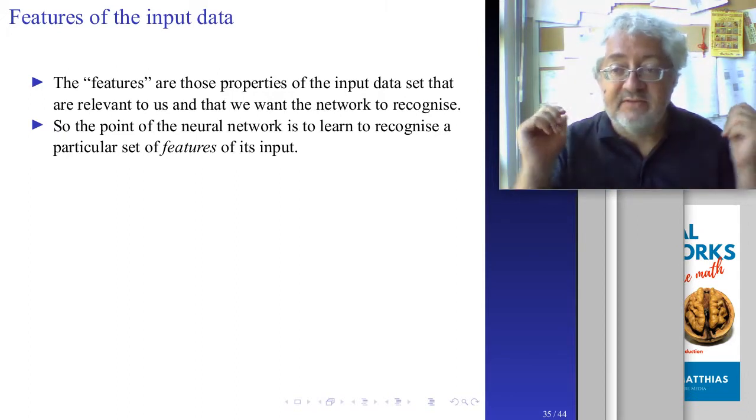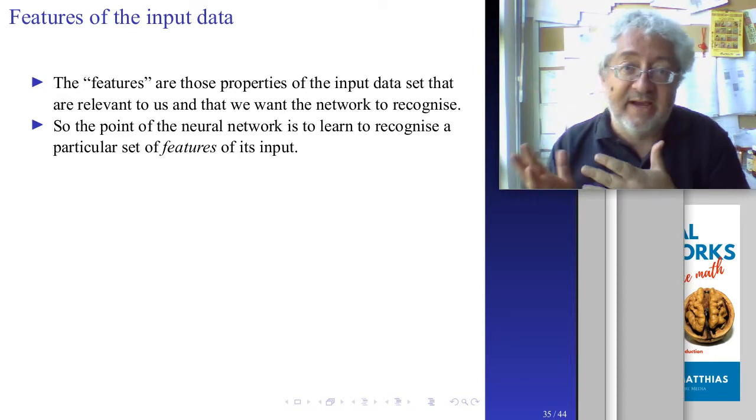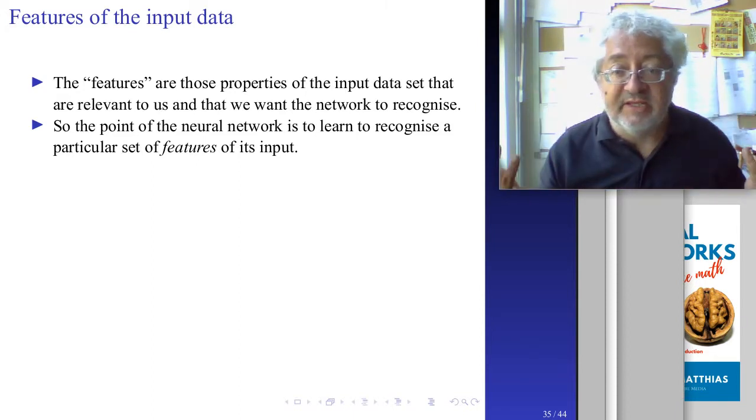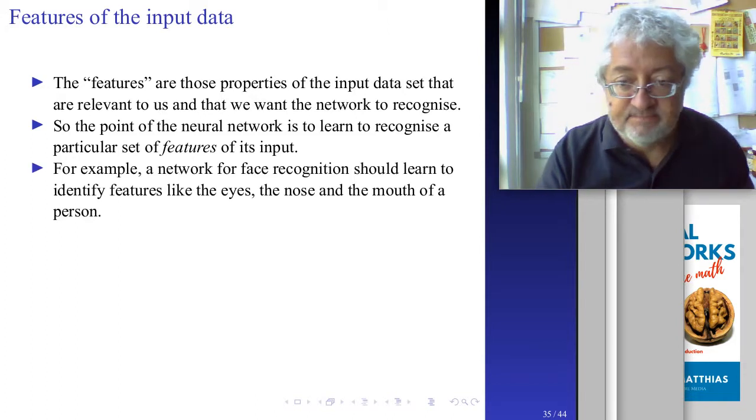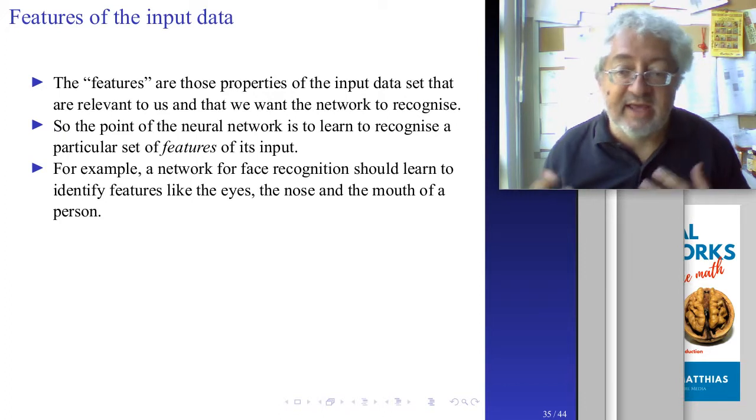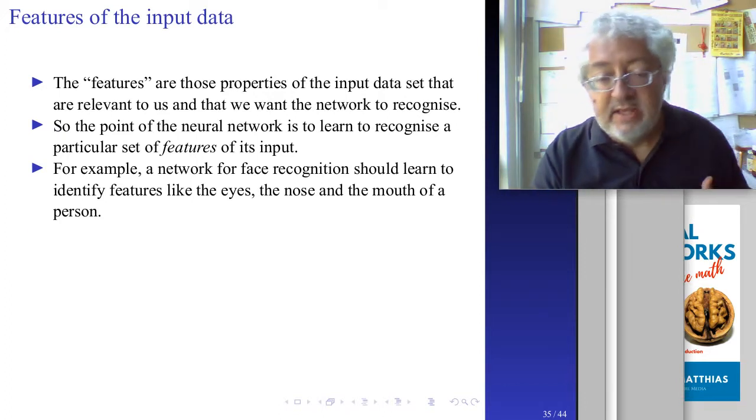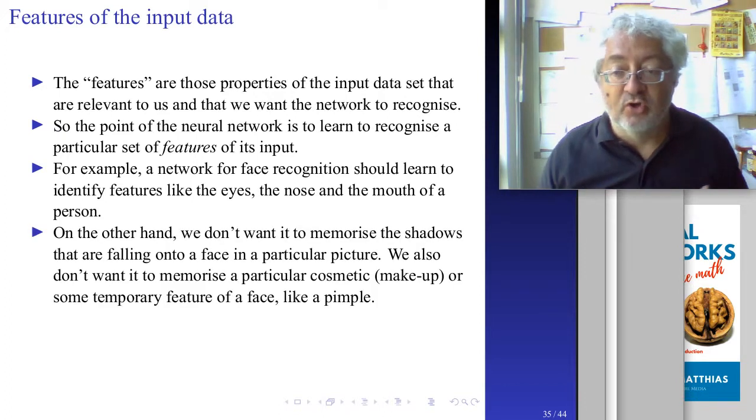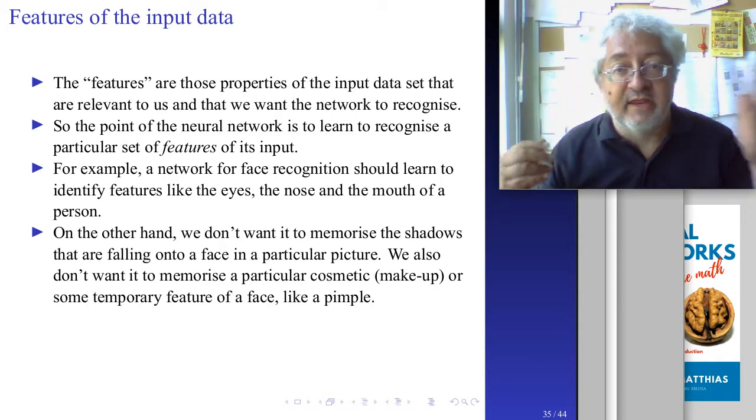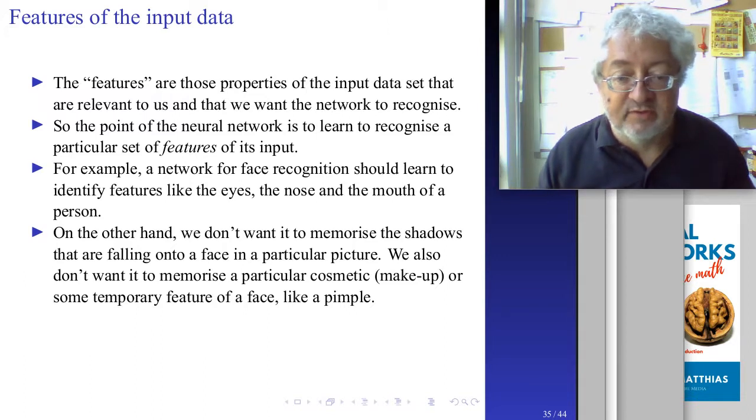Whether behind me is a wall of papers or not is not part of what makes me. If behind me were trees, it would still be me. So this is noise. All right? A network for face recognition should learn to identify features like the eyes, the nose, and the mouth of the person, but it should not memorize shadows in a particular picture. If the light falls from there or from there, this doesn't make a difference for the face.